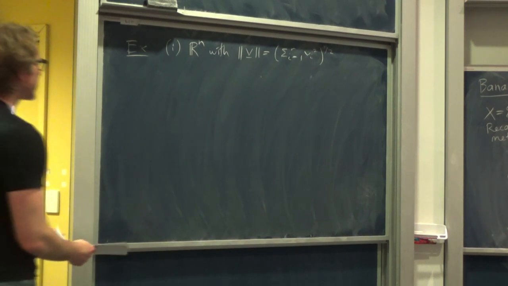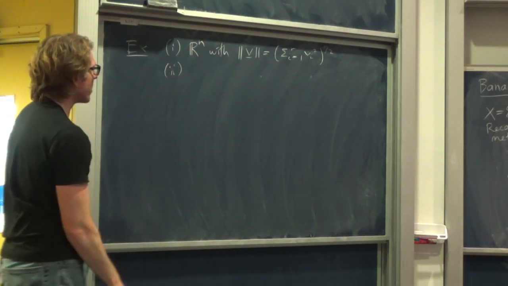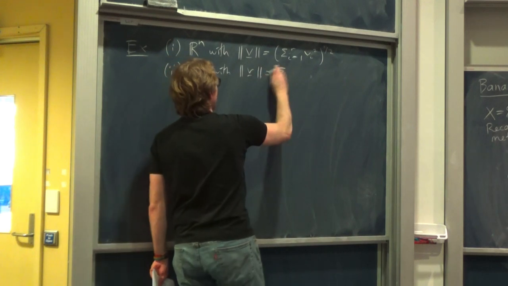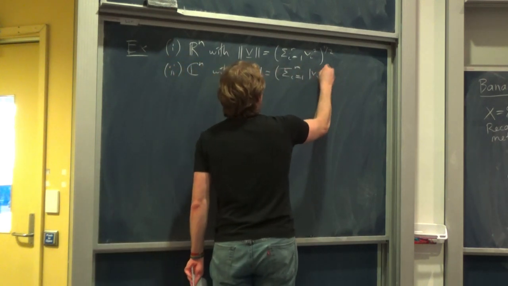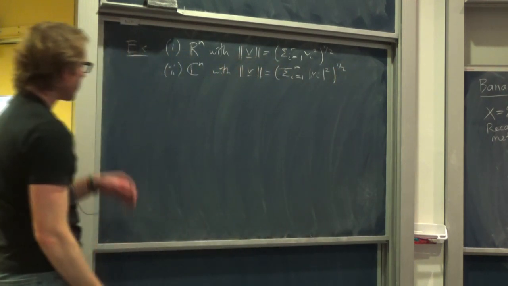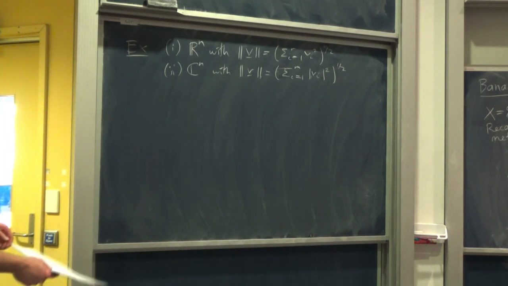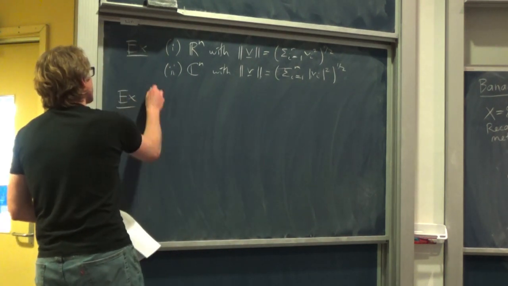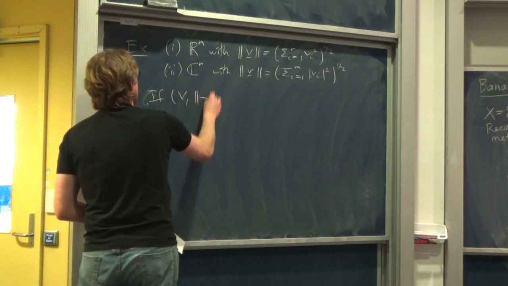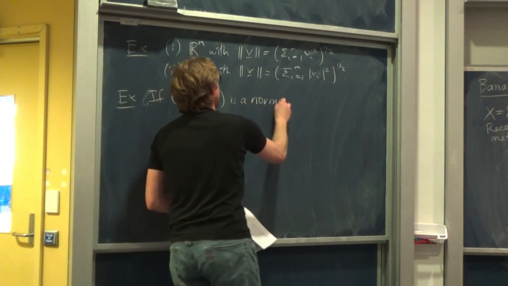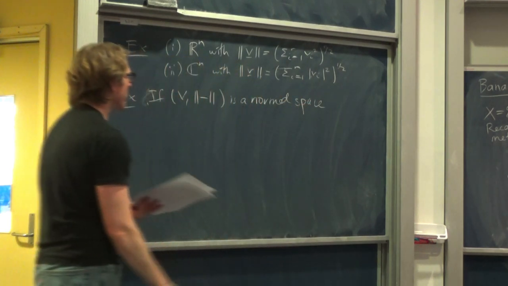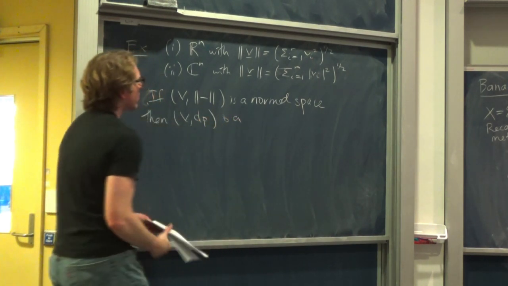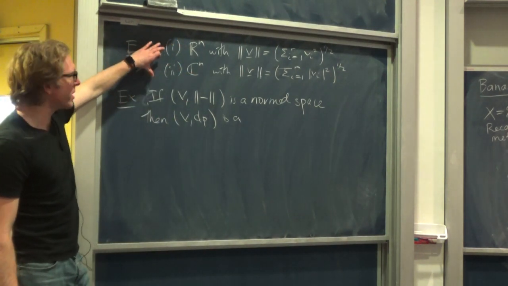Okay, so you're familiar with at least two examples of a normed space. One is Rn with the usual length of a vector, and then I could also take Cn. Those are normed spaces. So for our purposes, at least the way I've set it up, why do we care about normed spaces? Looking at this example, you can see that any normed space gives rise to a metric space.